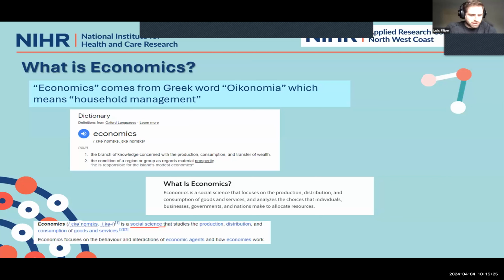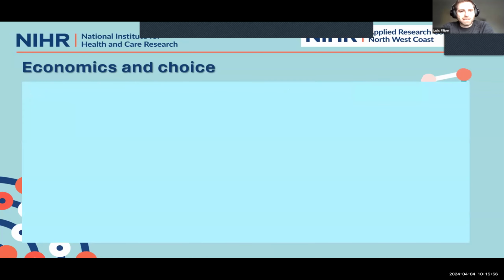Okay, let's go to Wikipedia, and we can see again that it is a social science that studies the production, distribution, and consumption of goods and services. So economics focuses on the behavior and interactions of economic agents and how economies work. So similar to the previous one, not as complete, in my opinion. It doesn't say exactly the choices, which is the part that I like the most in the previous one, but it's good nonetheless. So yeah, let's keep the one in the middle.